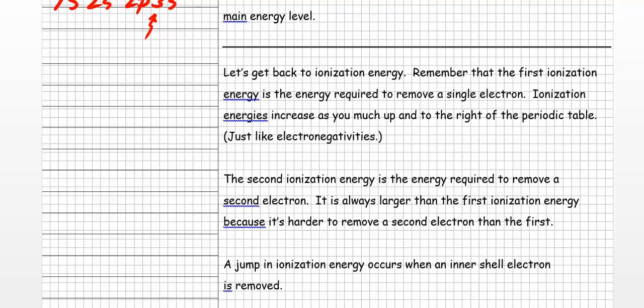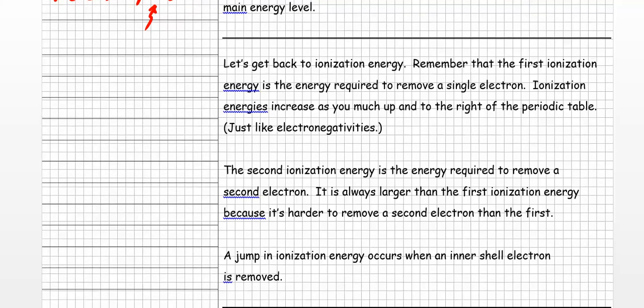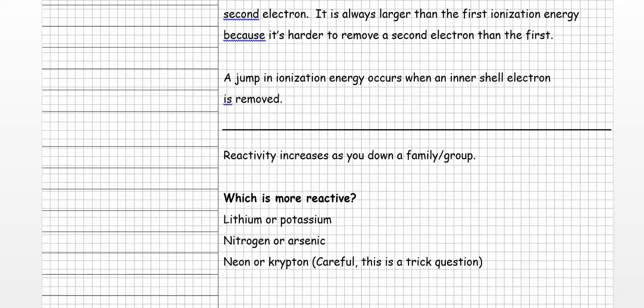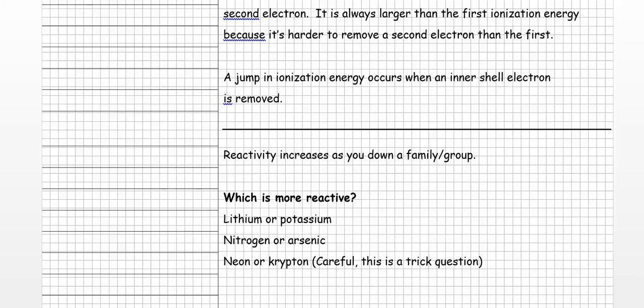Now, the second ionization energy is the energy required to remove a second electron. It's always larger than the first ionization energy because it's just harder to remove a second electron than a first electron. So always expect the second ionization energy to be greater than the first ionization energy. But a jump in ionization energy occurs when inner shell electrons are removed.